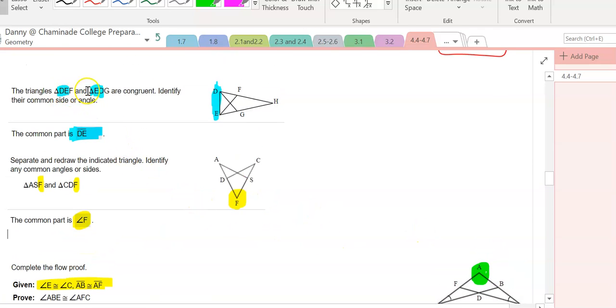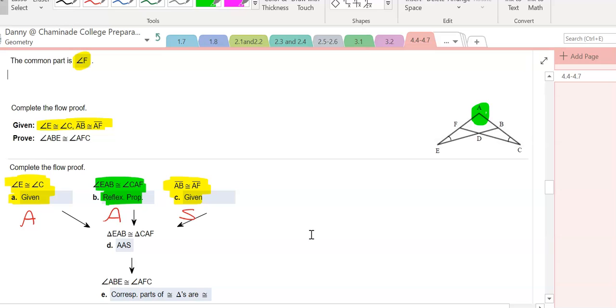Another way to look at this is to see the letters. Both of these have D and E. Therefore, the side DE is the common part. And here, they only have one letter that's common, F. That lets us know it's an angle. If it has 2 letters, then we know it's a side. If it has 1, then we know it is indeed an angle.